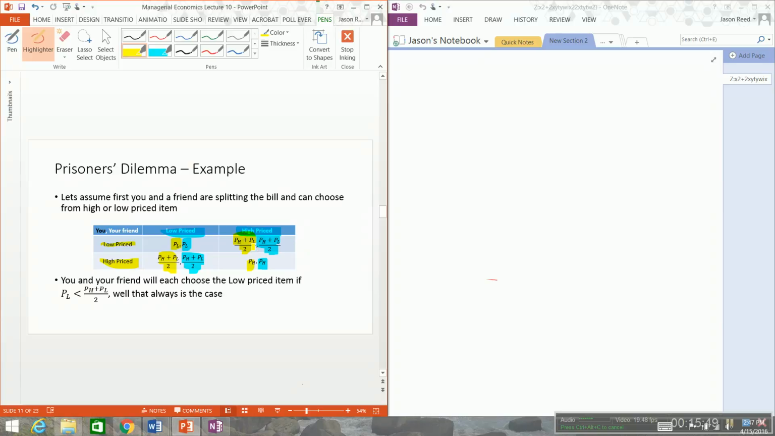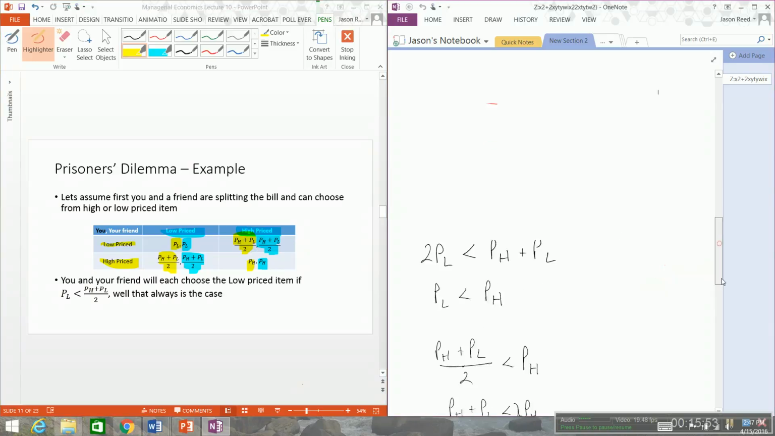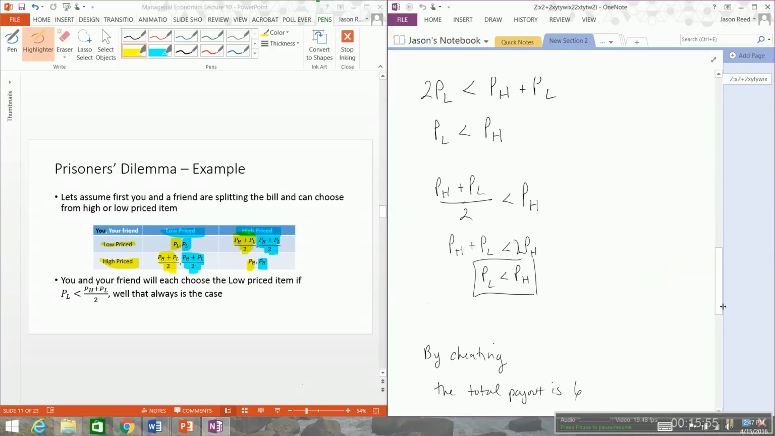So how do we determine what is the best course of action for ourselves? Well, when we start looking at these payouts, we will need to determine, when I choose a low-priced item and my friend chooses the low-priced item, we both are going to just pay for our low-priced items. We want to know if that low-priced item, when my friend chooses it, is going to be greater or less than the high-priced item in terms of my responsibility? Well, I believe that this is true.